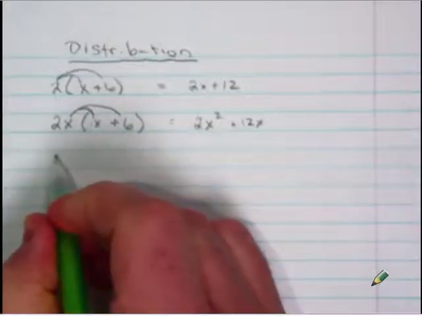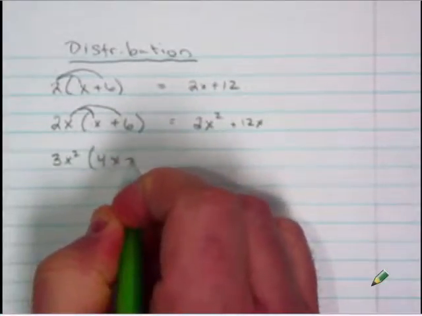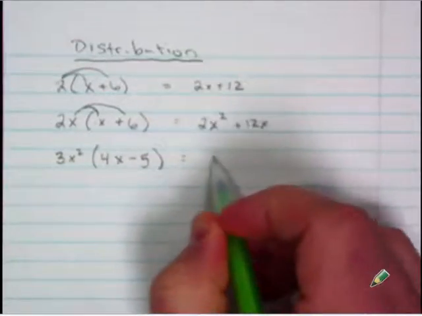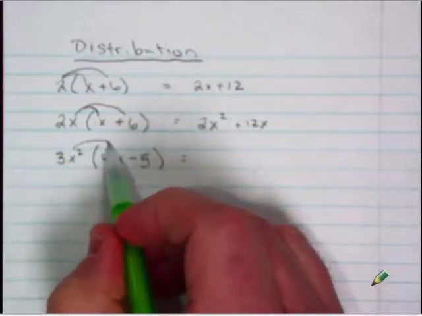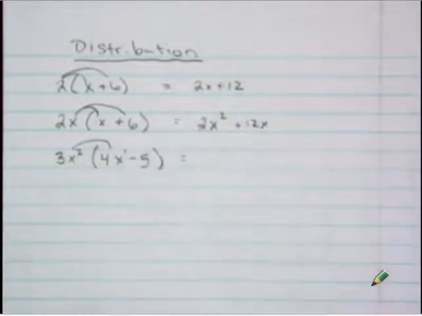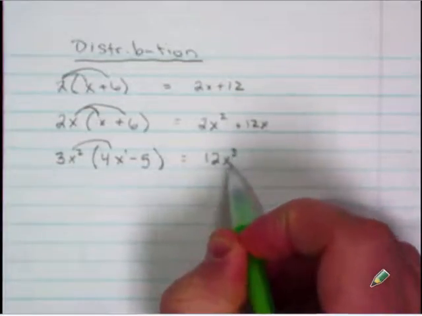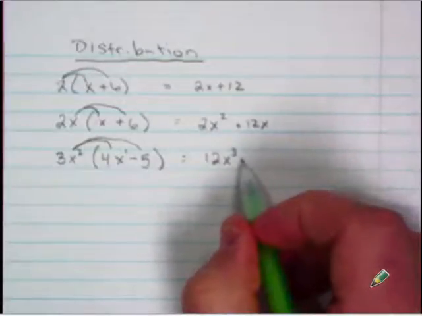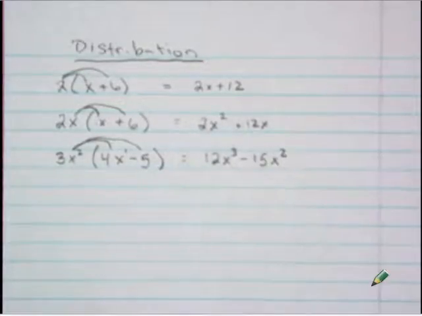So if I was to do something like 3x squared times 4x minus 5, if I was to distribute that, it would be 3x squared times 4x, remembering that's to the first. So this would be 12x to the third, and then 3x squared times negative 5 would be negative 15x squared.